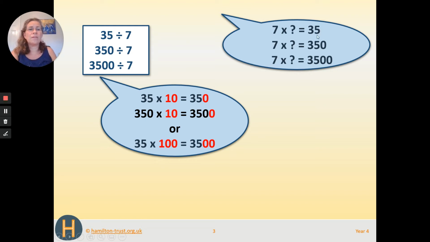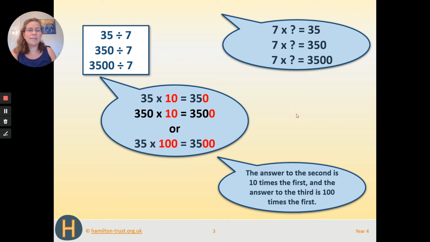So when we've worked out the answer to the first one, it's easy to work out the others because they're multiples of 10. 7 times something equals 35. The answer to the second is 10 times the first. The answer to the third is 100 times the first. Do you know it? 7 times 5. Excellent. Well done. Which means 350 divided by 7 is 50, and 3,500 divided by 7 is 500.